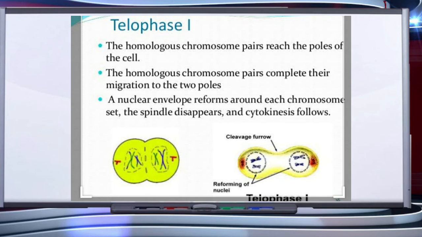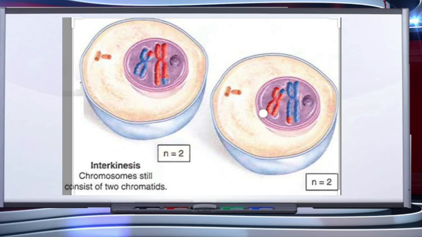The stage between the two meiotic divisions, we have discussed meiosis 1. So the stage between the two meiotic divisions is called interkinesis and is generally short-lived. Interkinesis is followed by prophase 2, a much simpler prophase than prophase 1.